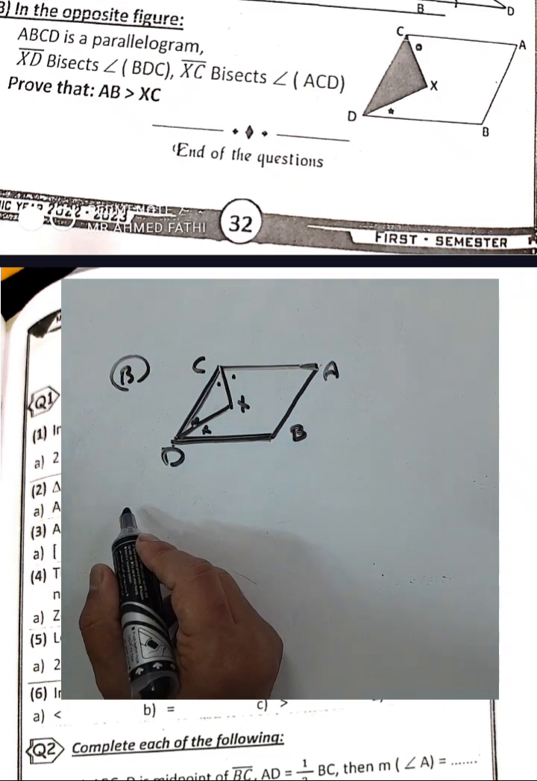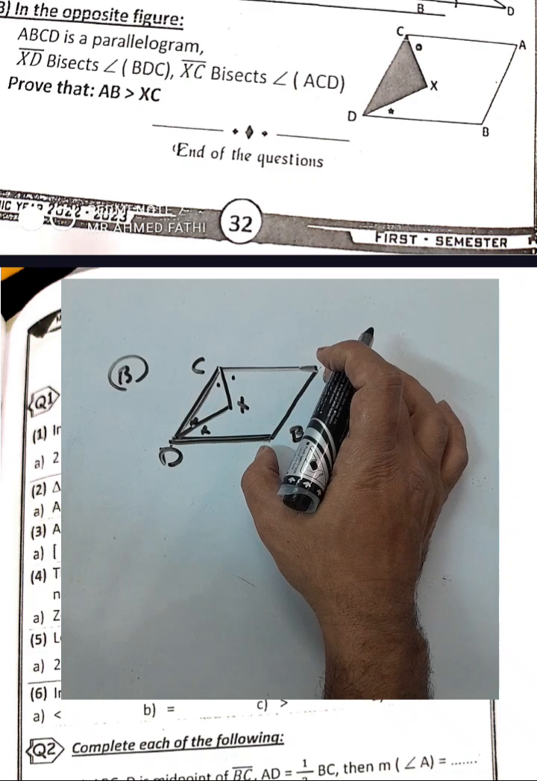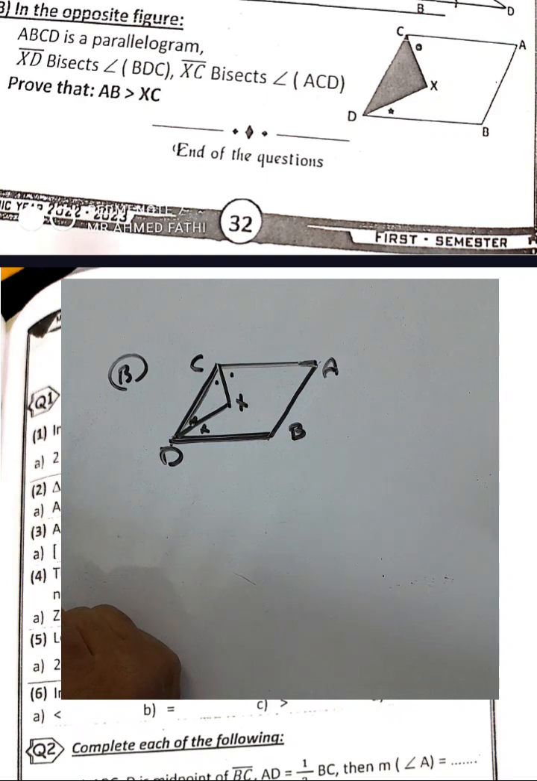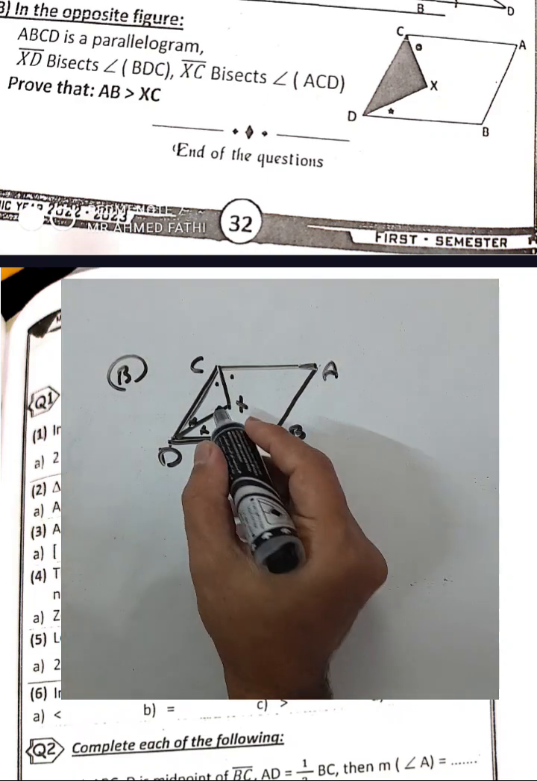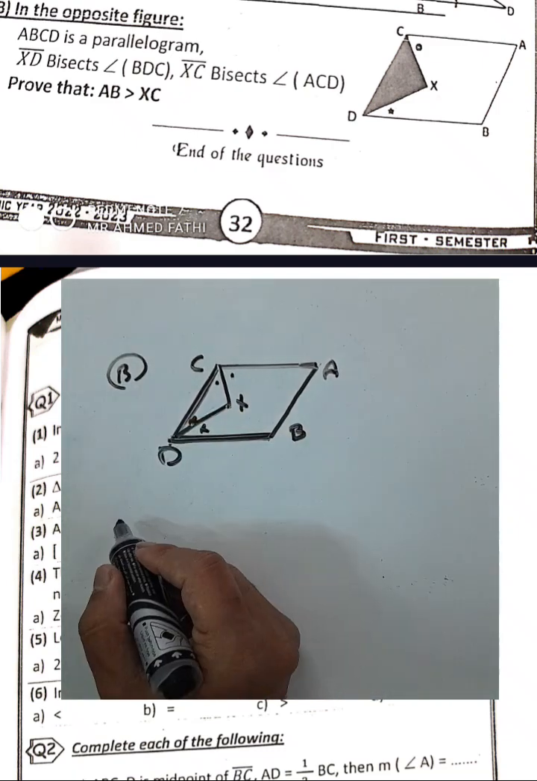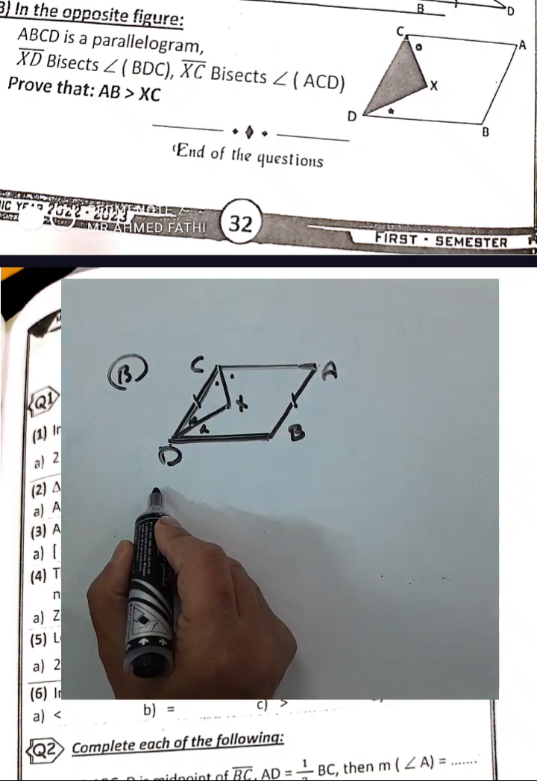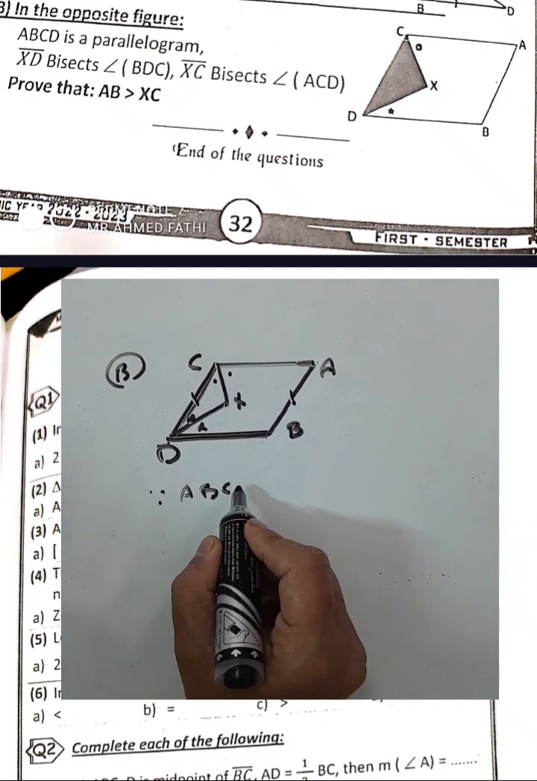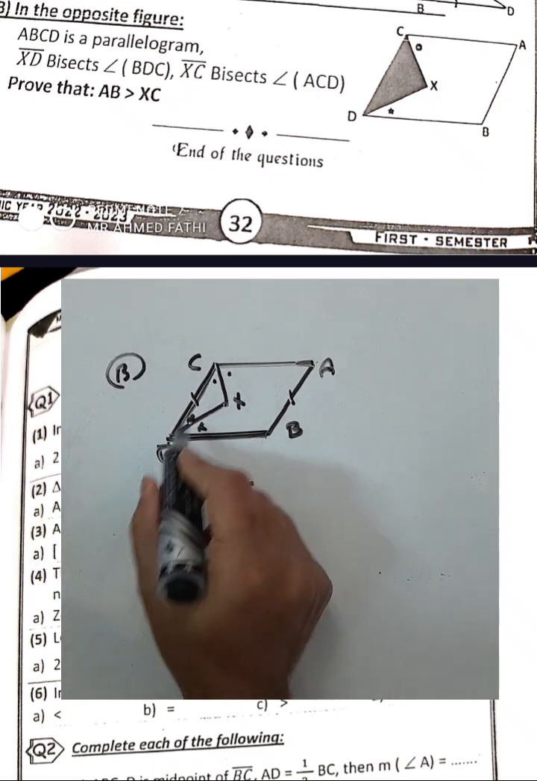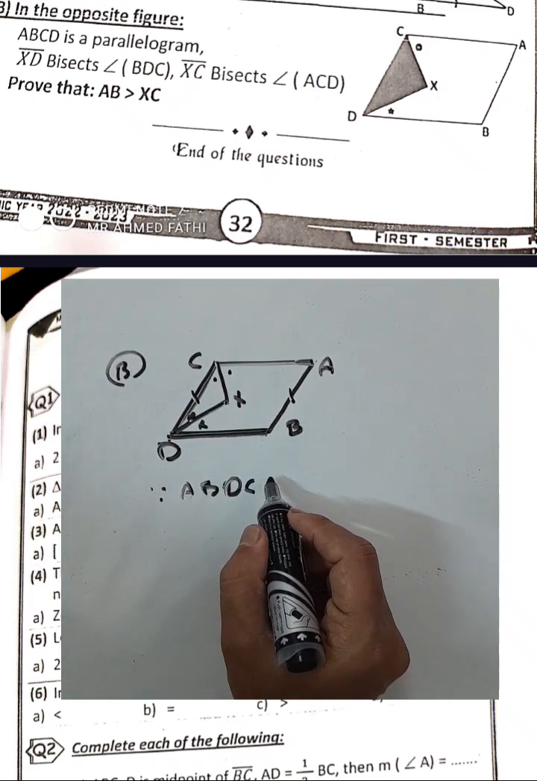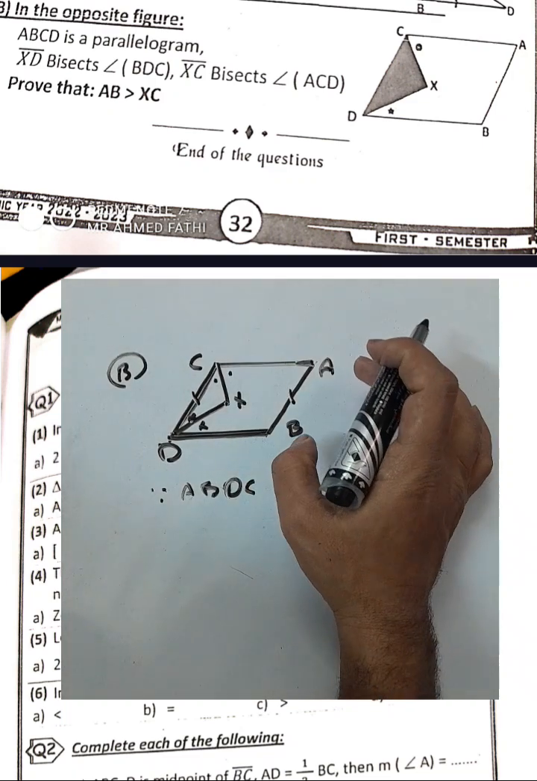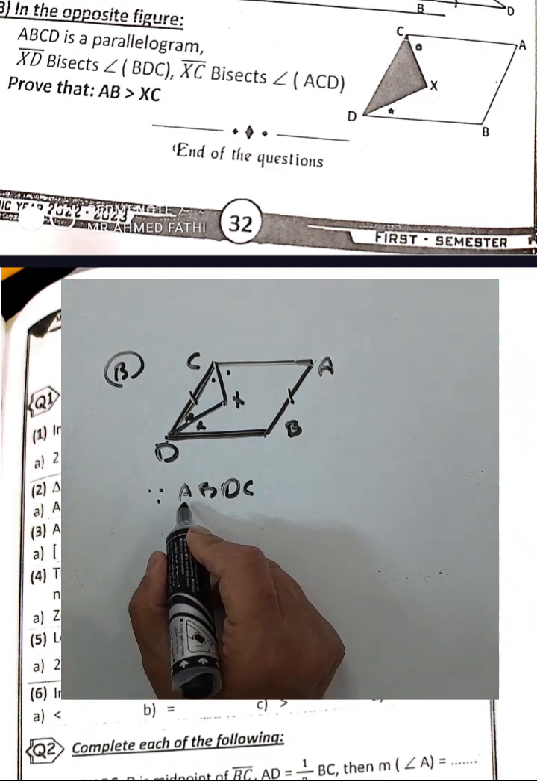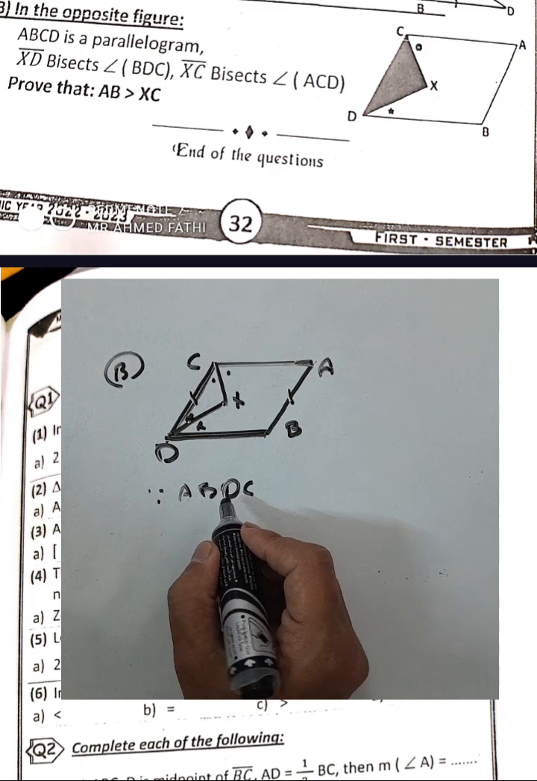We want to prove that AB is greater than XC. We have a parallelogram, each of the sides opposite are equal in length. Then AB will be equal to DC, such that ABCD, we have ABDC. Okay, ABDC is a parallelogram. We want to prove that AB is greater than XC.